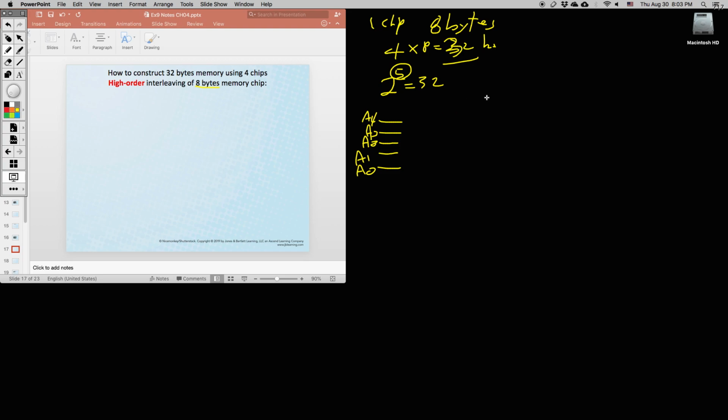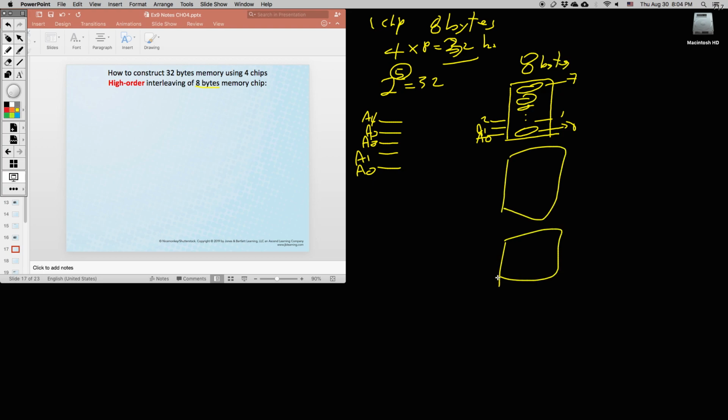But in a physical chip, we have only 8 bytes. So the physical chip takes only 3 address lines, 0, 1, 2, since we have only 8 locations inside. All 0 is address 0, and all 1 is address 7. So each chip has only 8 bytes. Then how do we put together four 8-byte chips to appear as a larger 32-byte memory chip?